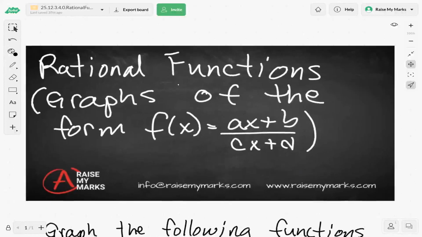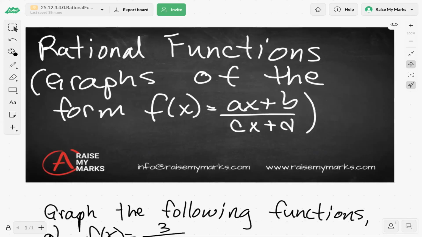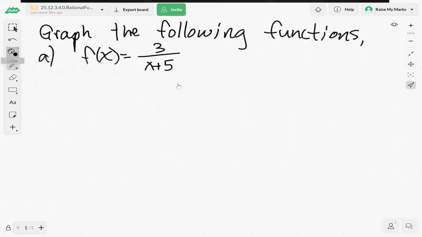So in this video, we're looking at rational functions, and in particular graphs of the form f of x equals ax plus b over cx plus d. So a linear function over a linear function. Well, let's have a look at some examples. Best way to look at these.